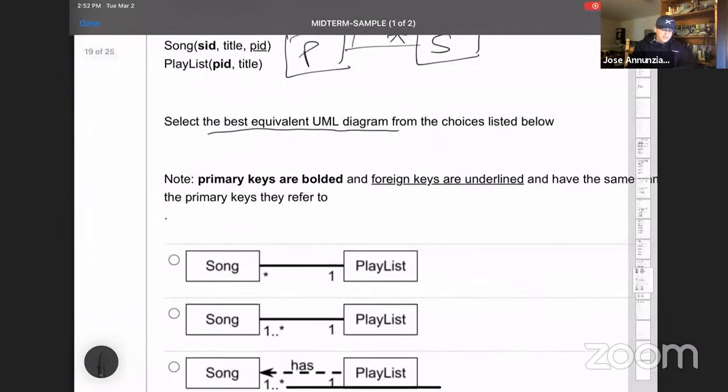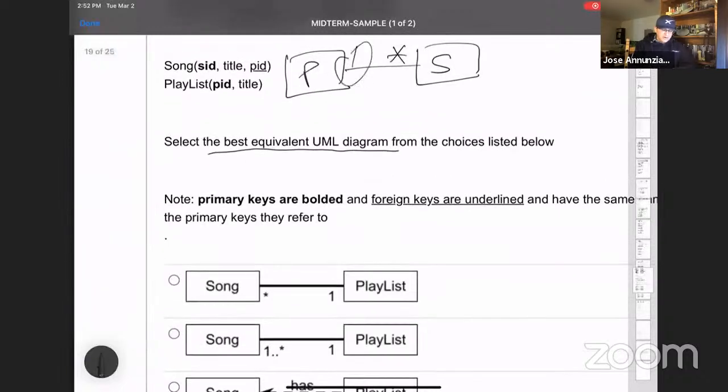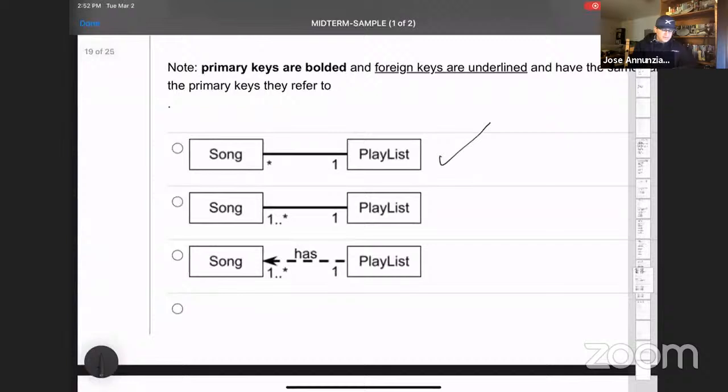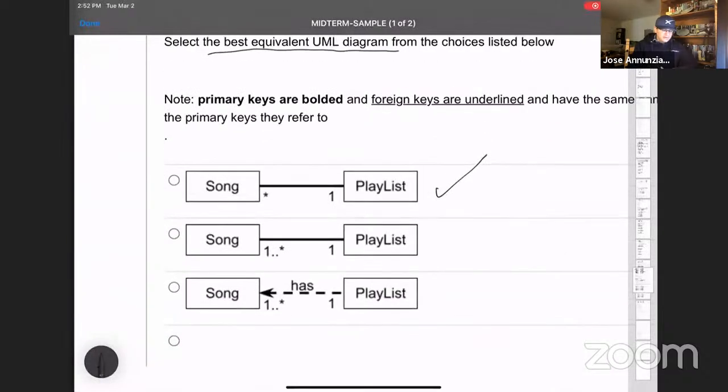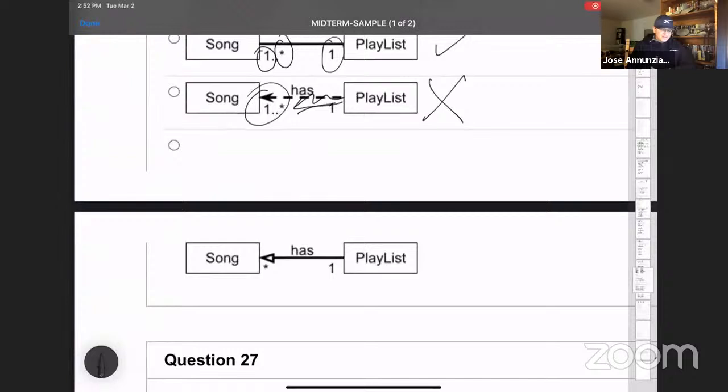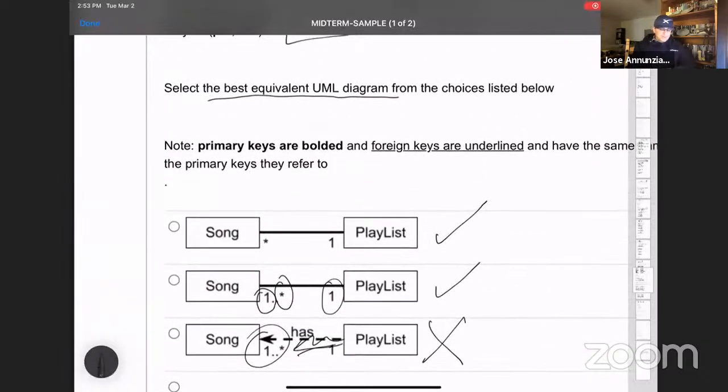Let's see what we have here. We have a playlist with a one and a many, so that looks promising. What about this one? You have a song. This one says that the minimum is one, but it can have any number. This one says you have a one, so this one's also promising. This one has the wrong arrowhead and the wrong type of line, so this one's no good. That's the wrong arrowhead too. This one is inheritance, so again, this is wrong. So it's between these two.